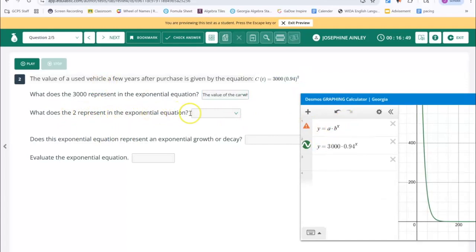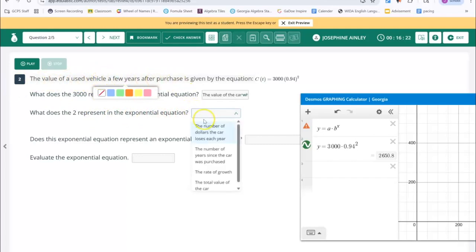What does the 2 represent? Let's see, where's the 2? The 2 is in place of the x, and I forgot to add that in there, so I'm just going to put that in, shift 6 and 2. All right, so the 2 is in place of the x, and x means time. If you read here, it says a few years. So this is 2 years after the car was purchased, because I'm just talking about what's happening in the question.